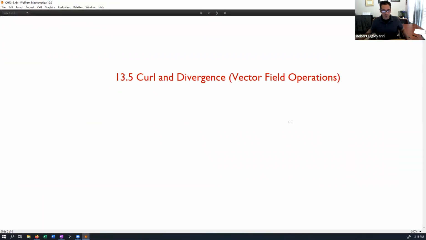Curl and divergence. So we're going to talk about vector fields again. When we first started out this chapter, we talked about how vector fields can be either 2-dimensional or 3-dimensional, right?